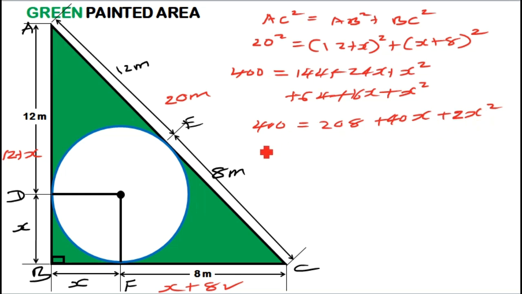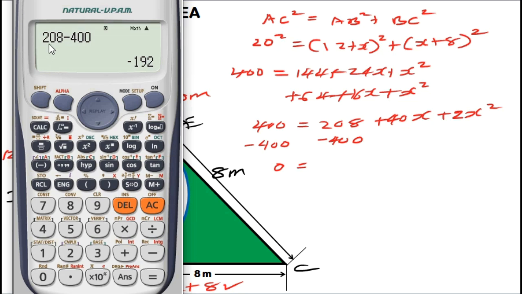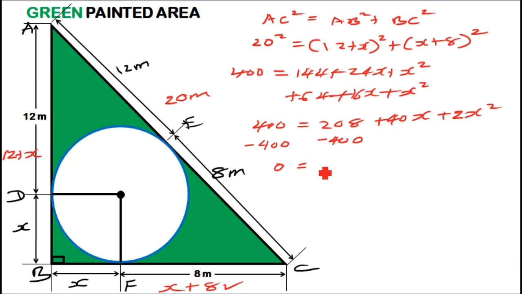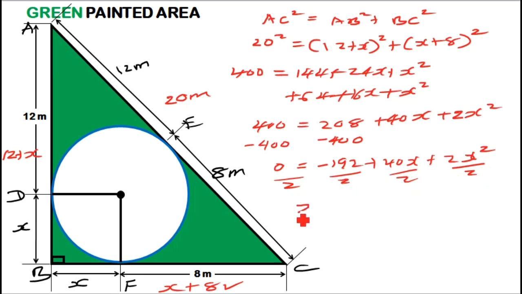So 400 comes to this side of the equation, we subtract 400 on both sides. If you subtract 400 here, we remain with 0 equals 208 minus 400. Now 208 minus 400 is negative 192. So here we'll have negative 192, plus 40X, plus 2X squared. If you solve this, we can divide by 2, which is a common factor all through. 2 goes with the 2, you remain with X squared. 40 divided by 2 is plus 20X. Negative 192 divided by 2 is negative 96, equal to 0.